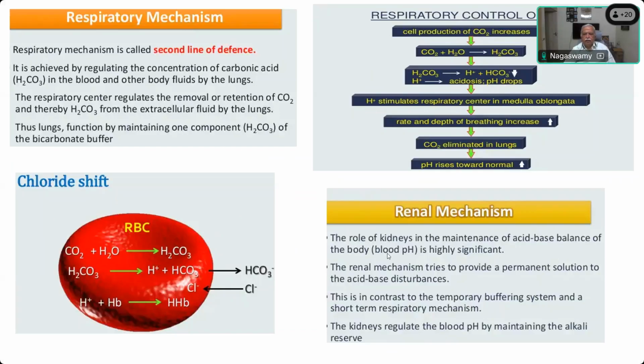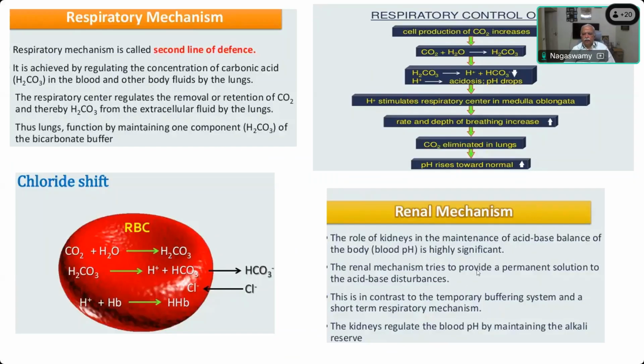Coming to the renal mechanism, the role of kidneys in maintenance is mainly to preserve the bicarbonate and eliminate hydrogen ion in the urine. That is why our urine is always acidic. Whereas your blood is alkaline, your urine is acidic, because the body wants to push out hydrogen ions as much as possible and retain bicarbonate ion as much as possible to maintain the alkalinity of the blood. If you understand that basic point, it will be easy to remember about the pH.